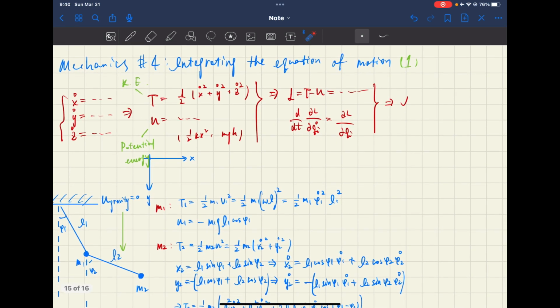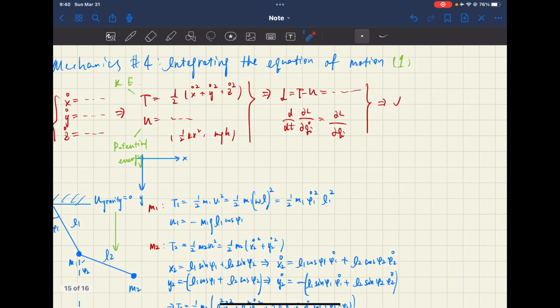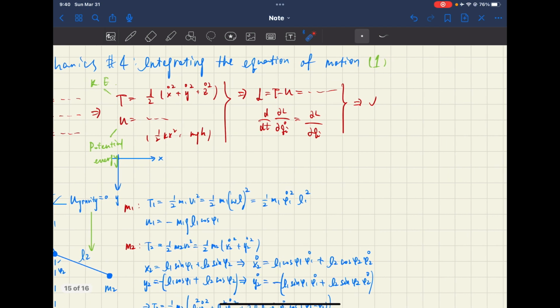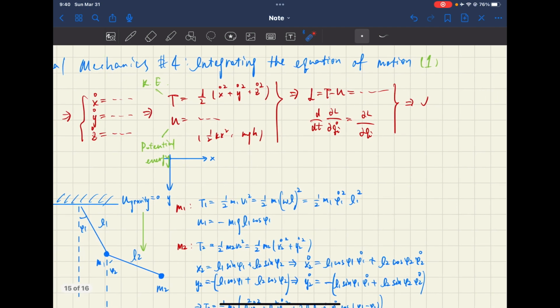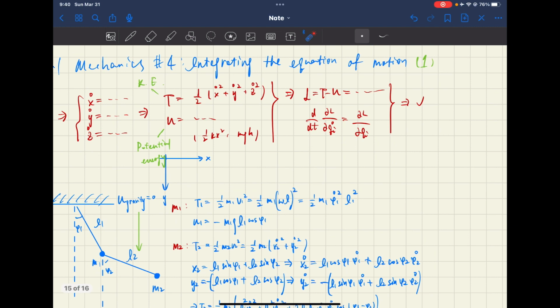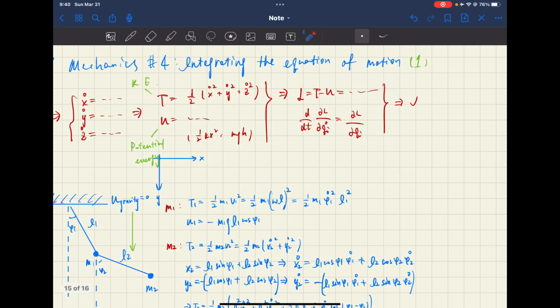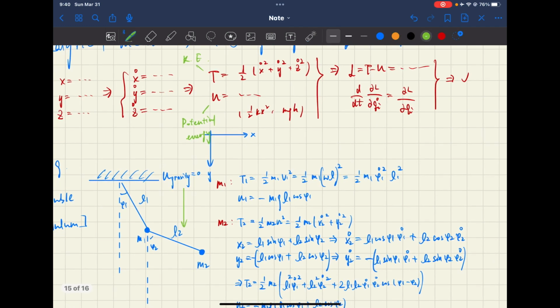Some of you may notice that I call this the first episode of integrating the equation of motion, because we are going to have a second episode which encompasses more complex problems, and we need not only these concepts to solve them. We need cyclic coordinates and also effective potential energy. That's another concept, totally different. Anyway, I'm going to talk about it in my next video.